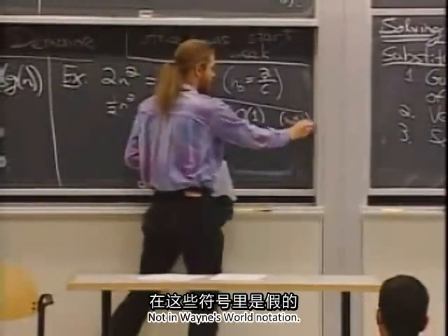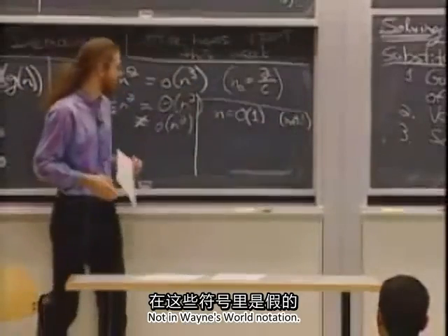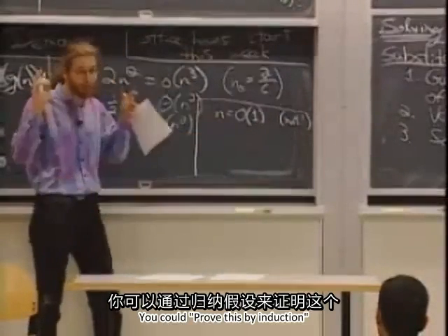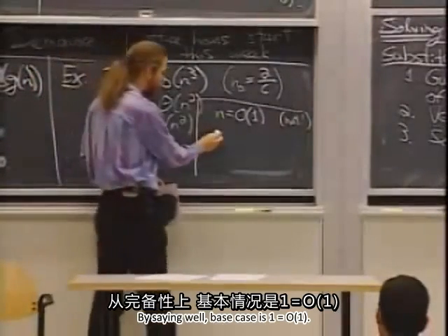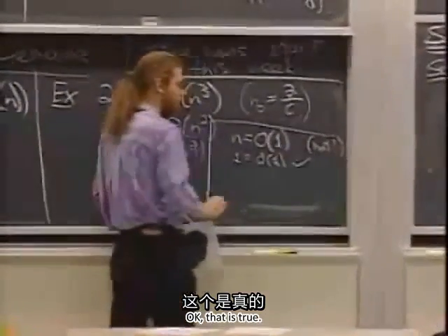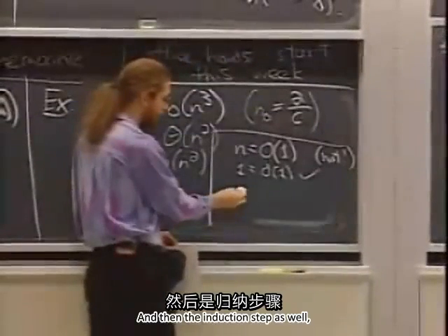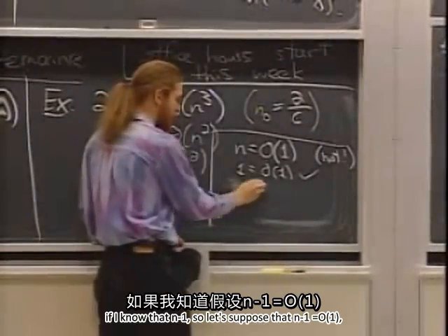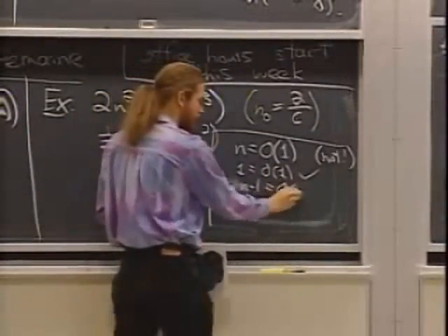That's right, not in Wayne's World notation. So you could prove this by induction. You could prove this by induction by saying, well, base case is 1 equals order 1. Okay, that's true. And then the induction step is, well, suppose that n minus 1 is order 1.